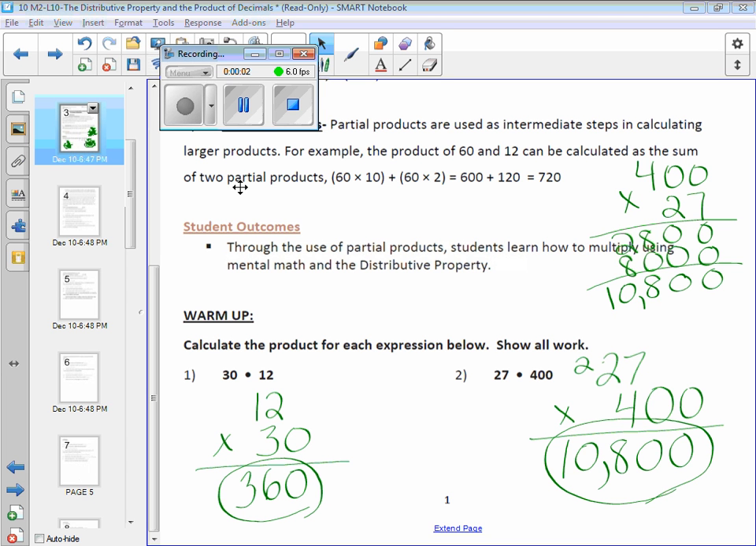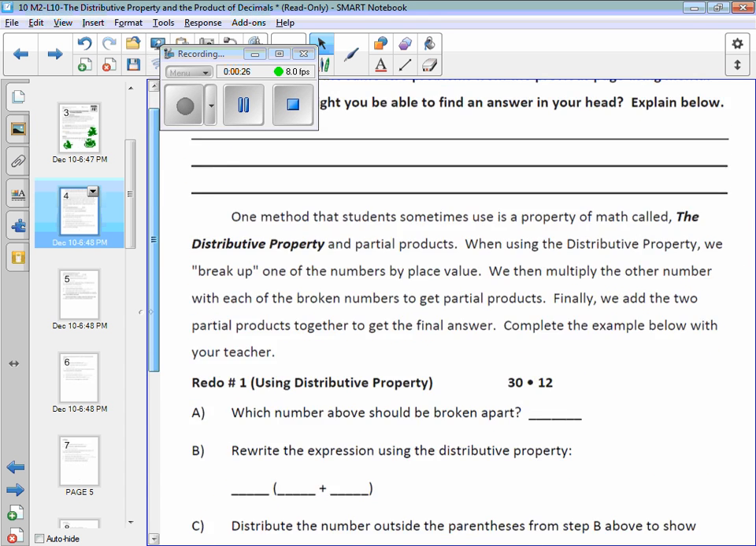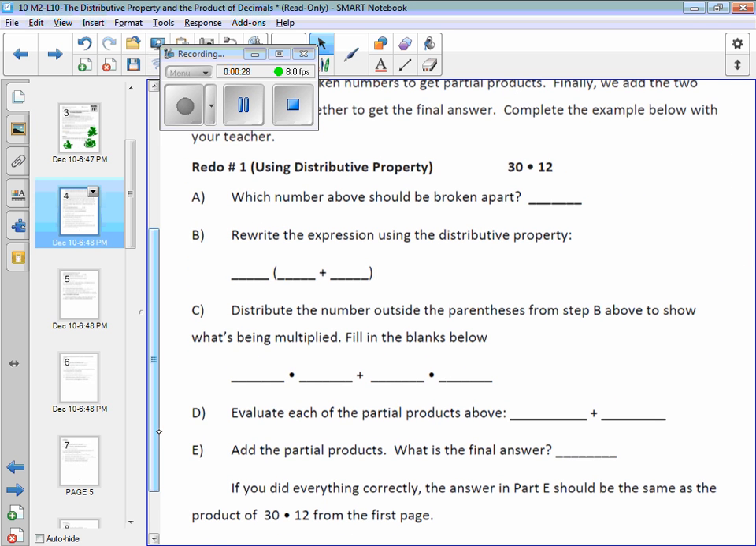So what we're going to do is see this work that you did on the warm up, the two products that you multiplied together. I want you to remember what you got here because we're going to show you again how to do this using what's called partial products, using the distributive property to break up one of the numbers and solve using partial products. So if you go to the bottom of page 2, we're going to redo number 1 using partial products.